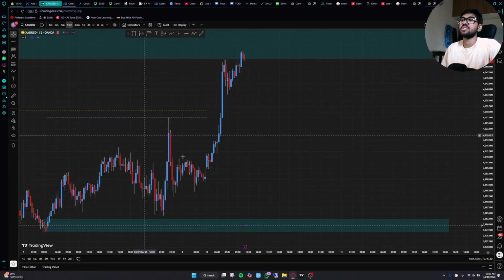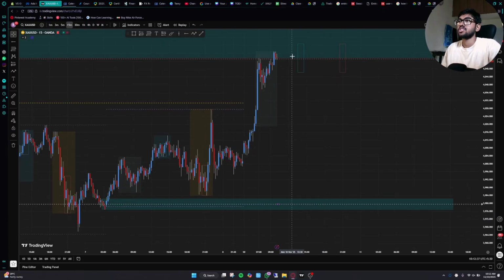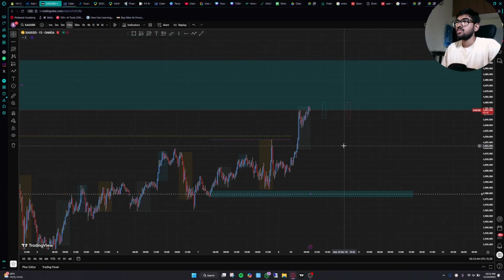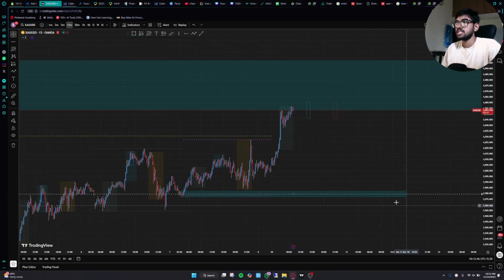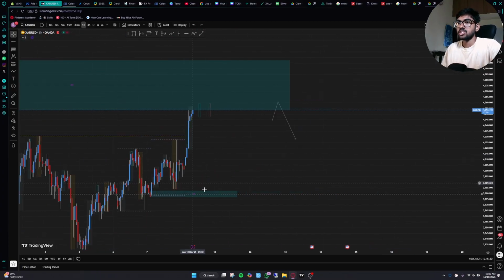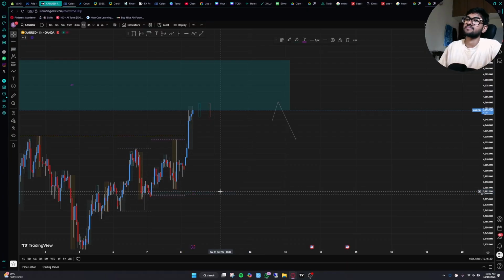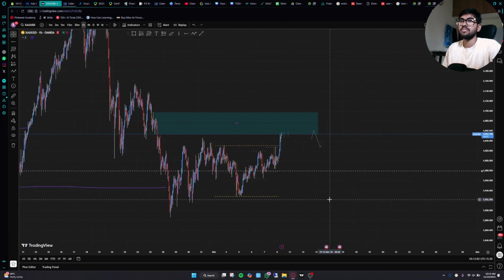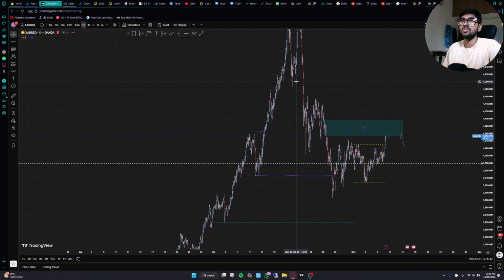I will dive down into the 15 minutes, look for a change of character and break of structure, and try to enter on the retest. So Asia is yet to conclude. We still got a few minutes left, but that will be the major zone for today. So I'll be skipping all that today. We'll be focusing just on sells on gold.